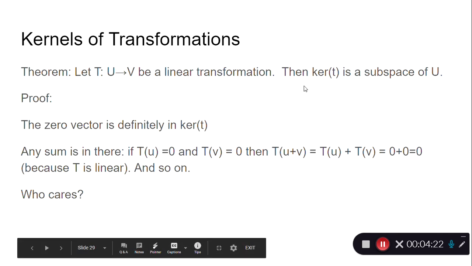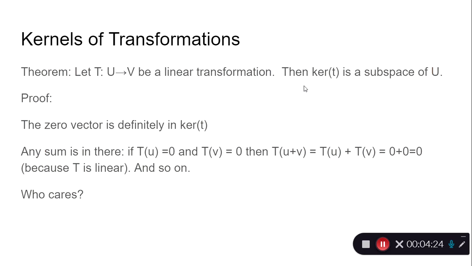So, theorem. We're not really going to prove it, we'll just chat about it. So let T be a linear transformation from U to V. The kernel is a subspace of U. The kernel is always going to be a vector space, in particular a subspace.